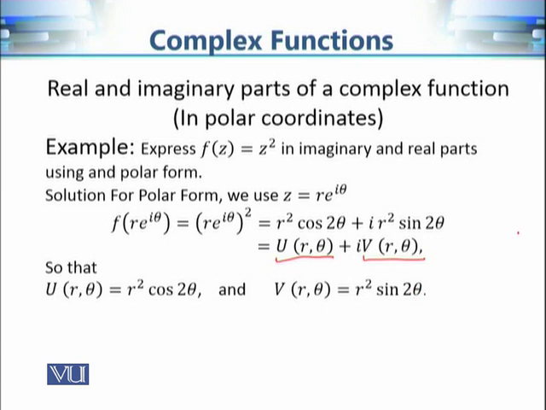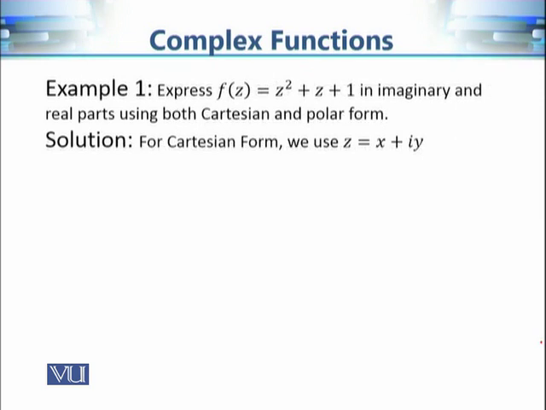Now using polar form of complex number, we have calculated what are the real and imaginary parts of a complex valued function. Now if we are given a complex valued function, we want to know using Cartesian coordinates and polar coordinates what are the real and imaginary parts of this complex valued function. Now first consider this function f of z is equal to z square plus z plus 1. Now we want to calculate both real and imaginary parts using the Cartesian coordinates and the polar coordinates.